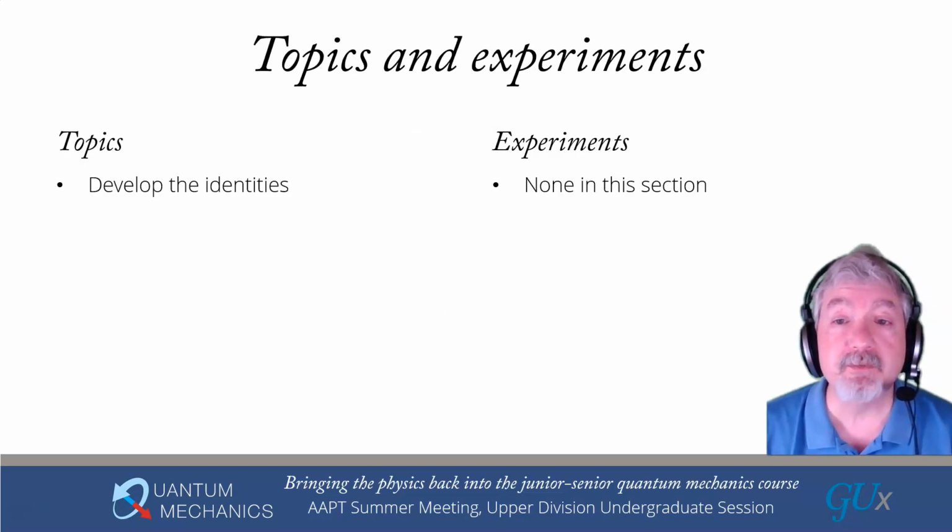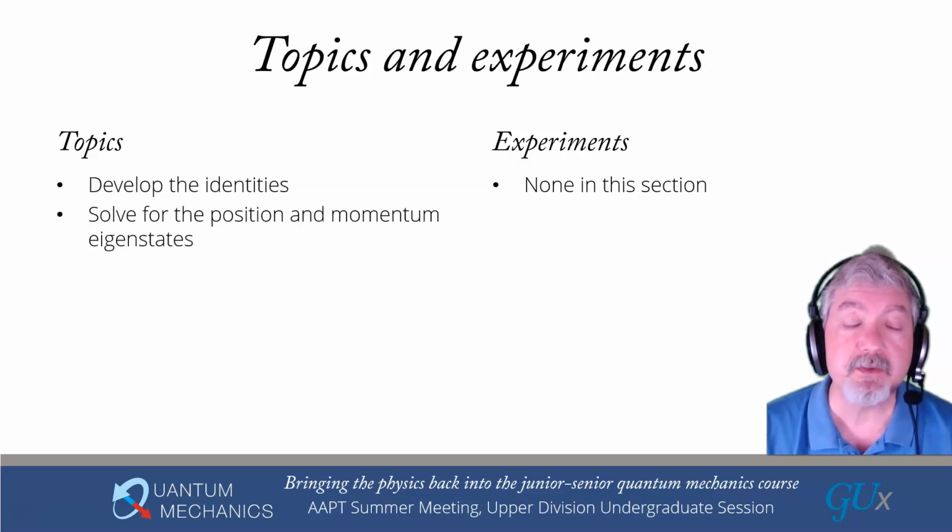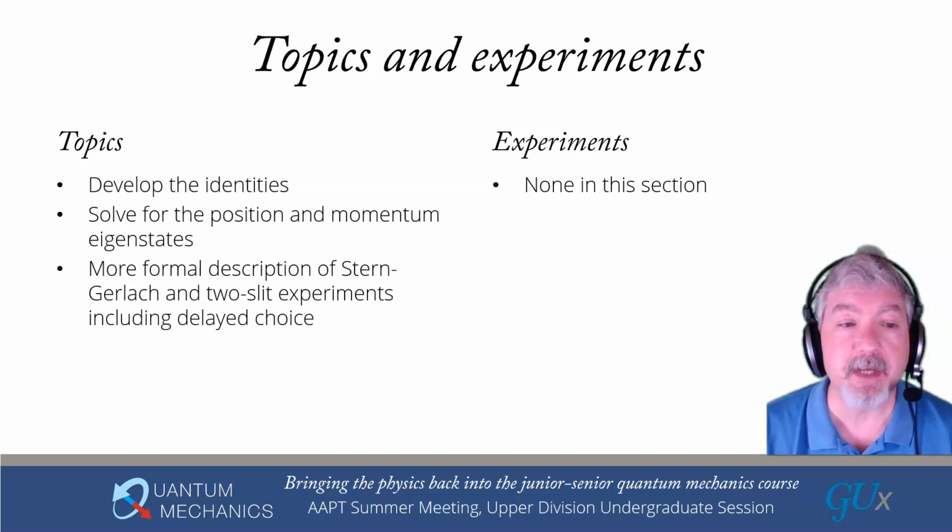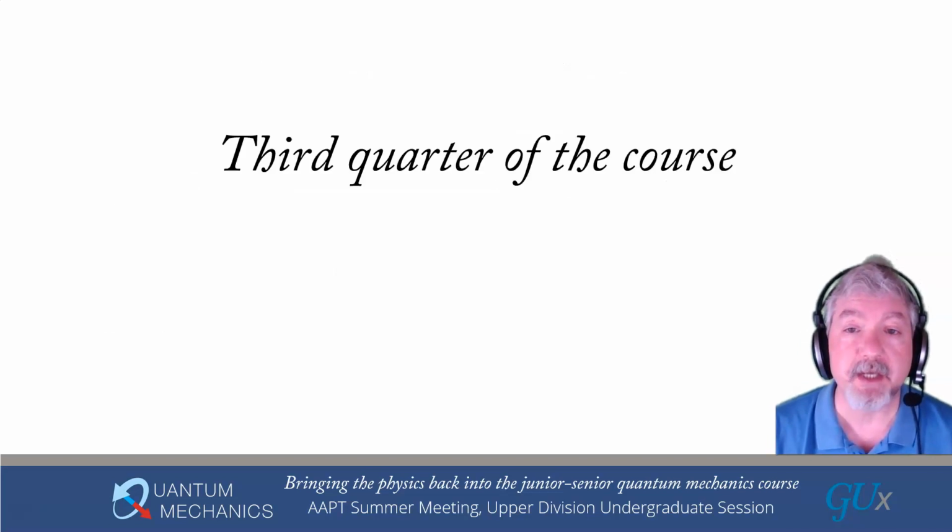So in this section, we really don't develop any new experiments. We primarily develop the identities, but we do talk about and solve for position and momentum eigenstates. And we give a more formal description of the Stern-Gerlach and two-slit experiments, including the delayed choice variants, now doing it in a fully quantum mechanical and fully formal fashion.